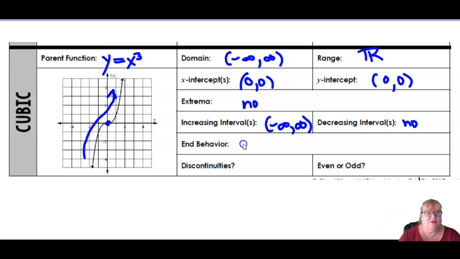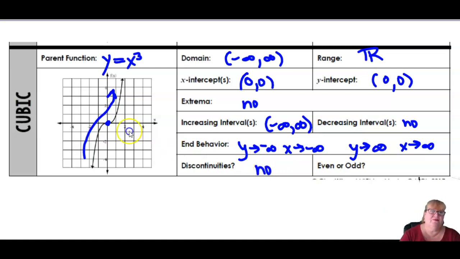The end behavior, on the left, so as x goes left, it is going down. As x goes to the right, it is going up. It has no discontinuities, but if I rotate it 180, it'll look the same, so it's odd.